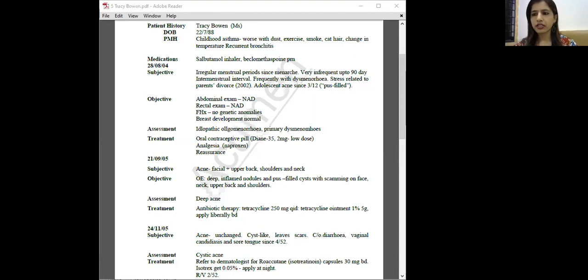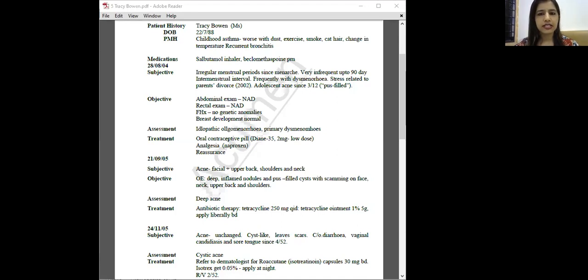Okay, so I've got the task here now. So how do you interpret a case note? You have a 5-step strategy to interpret the case note. What is that 5-step strategy?